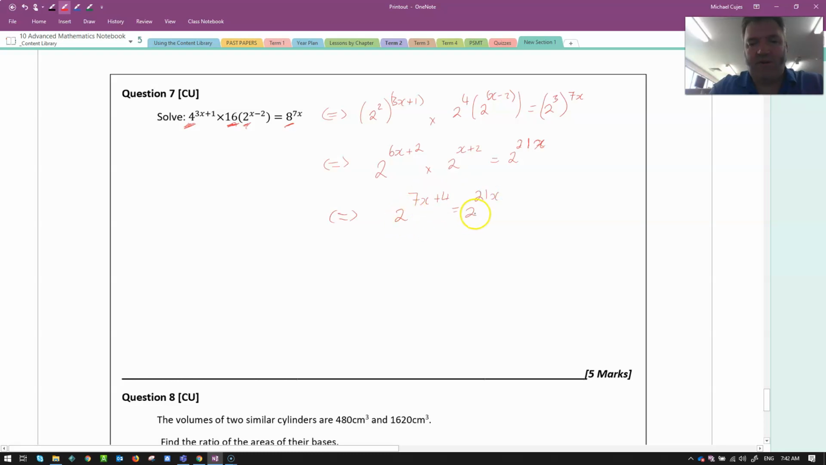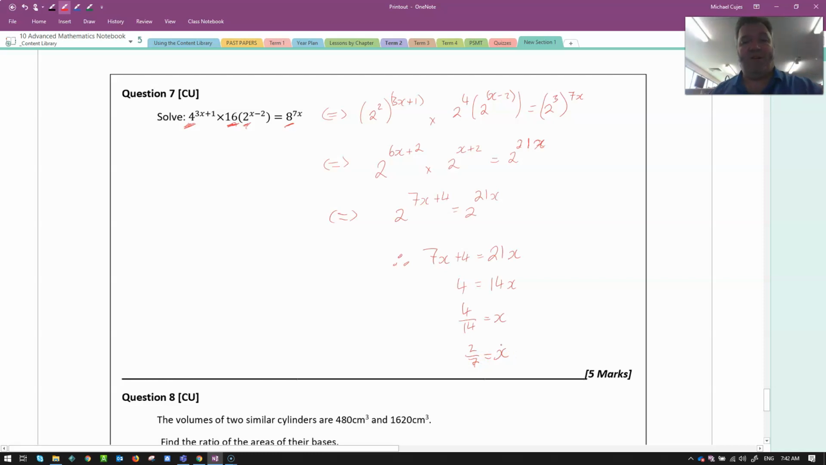Oh look, I've got a base raised to a power and a base raised to a power that are equal. Those exponents, those powers must be equal. I can conclude that. So 7x plus 4 equals 21x. Get my x's together. 21 minus 7 is going to be 14x. Divide by 14. 4 over 14 is equal to x. We would never leave the fraction unsimplified, so 4 divided by 14, excuse me, 2 over 7 equals x.